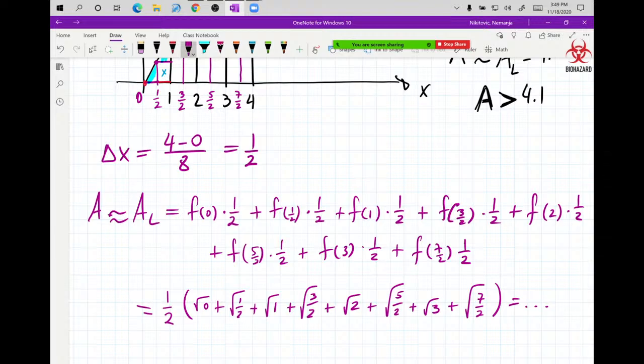So write a code. It's a simple loop to compute these things. You can hard code functions into the software, which means that you can ask for input, like the interval, let's say, and the number of rectangles. And then compute your delta x, and then use that to compute the rest.